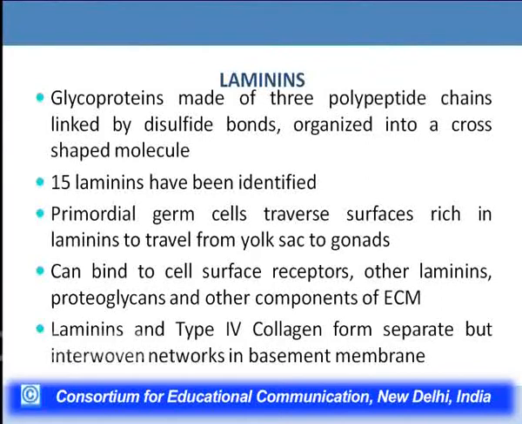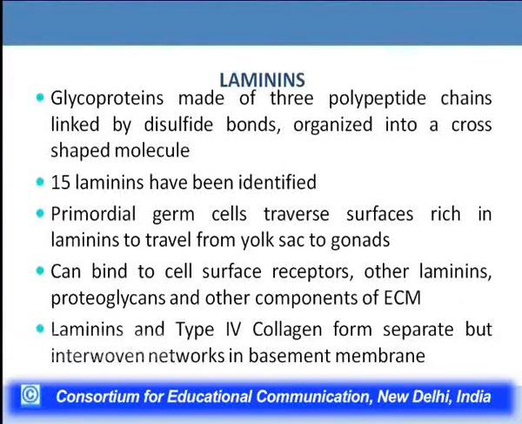For example, primordial germ cells which originate in the yolk sac of the embryo are guided to their respective position in the gonads of the organism through the tracts which are lined with laminins. And these laminins have specific binding sites for receptors on the cell surface. They can also bind to other laminins. They can bind to proteoglycans, or they could also bind to collagen.